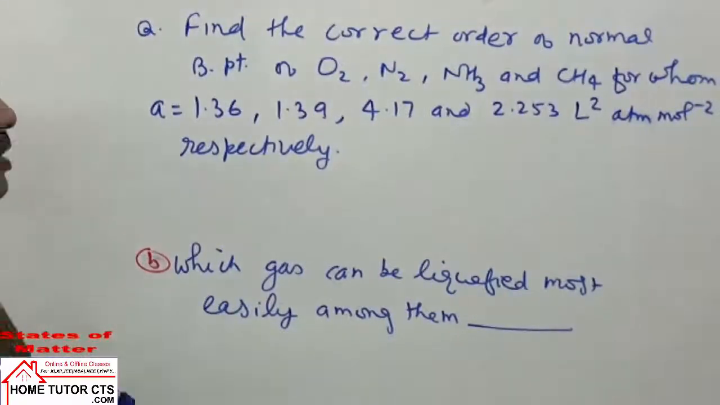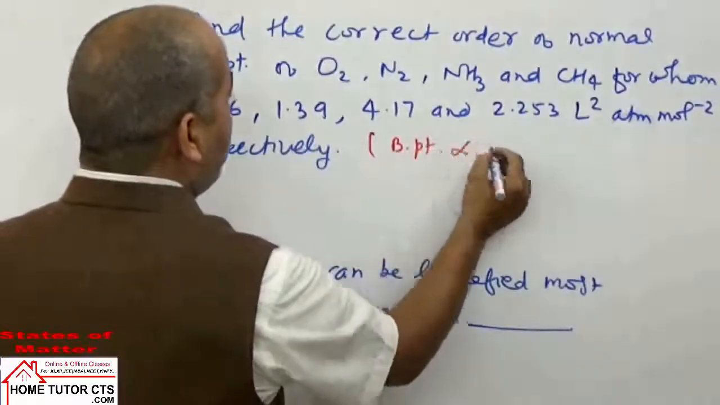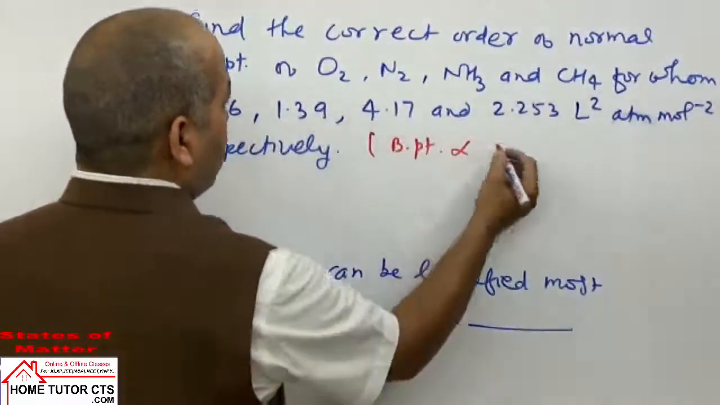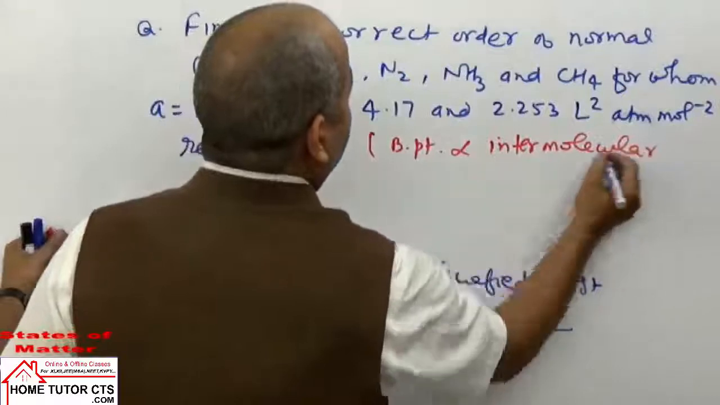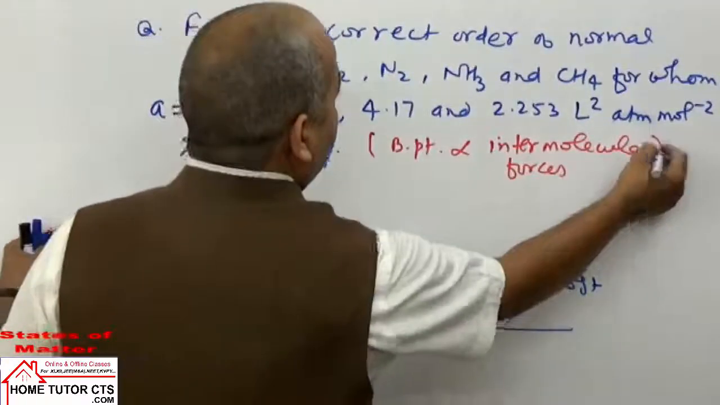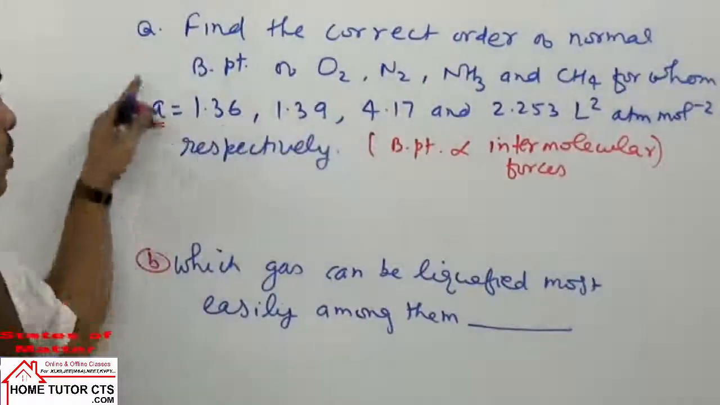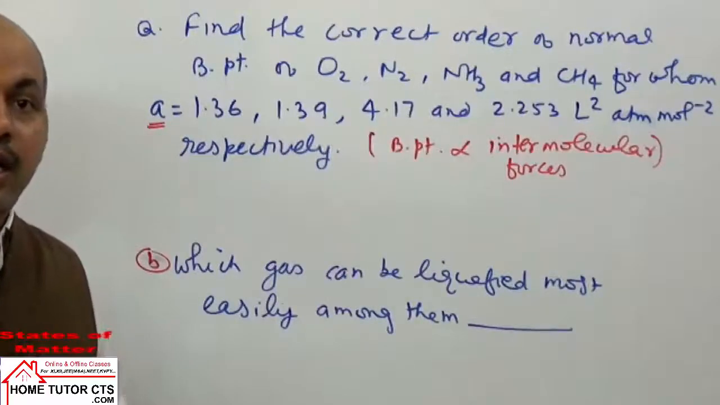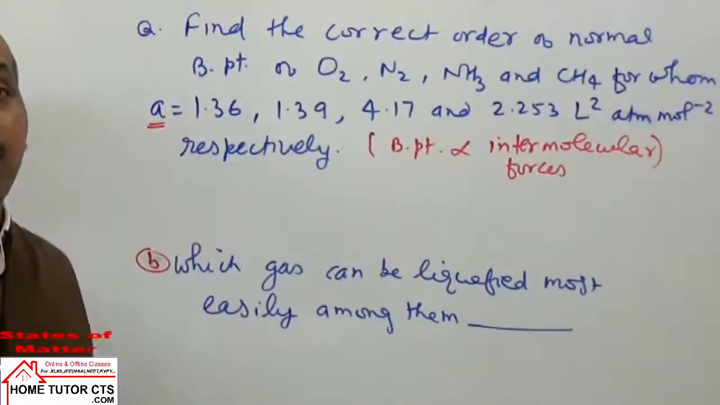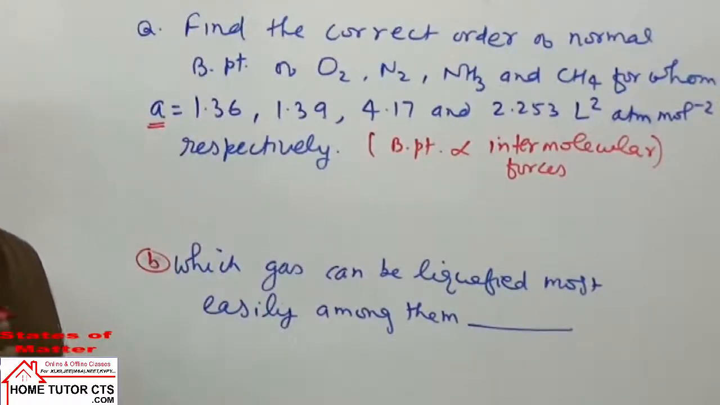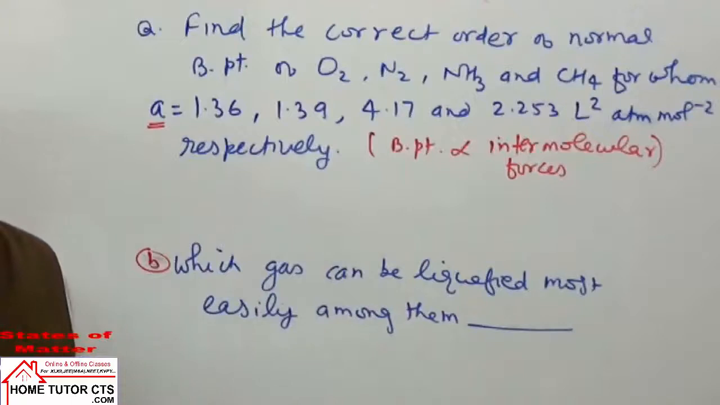Now coming on solution part, see the boiling points are directly proportional to what? Boiling points are directly proportional to intermolecular attractive forces, and this value of A, van der Waals constant A, is given to you for these gases. This small a is a measure of van der Waals attractive forces among the molecules of gases. So when A is higher, that means the gas will have highest attractive forces, and the gas which has highest attractive force can be liquefied most easily, and will also have higher boiling point.